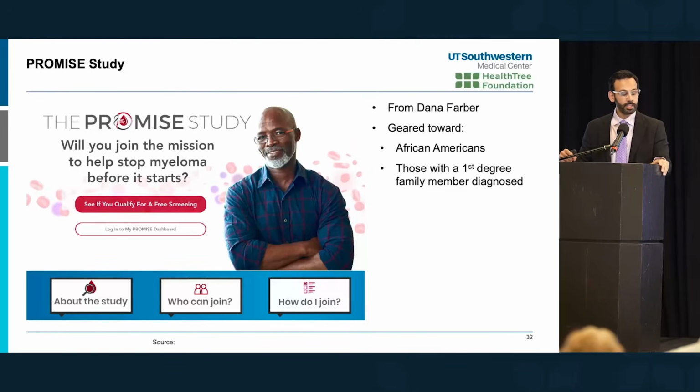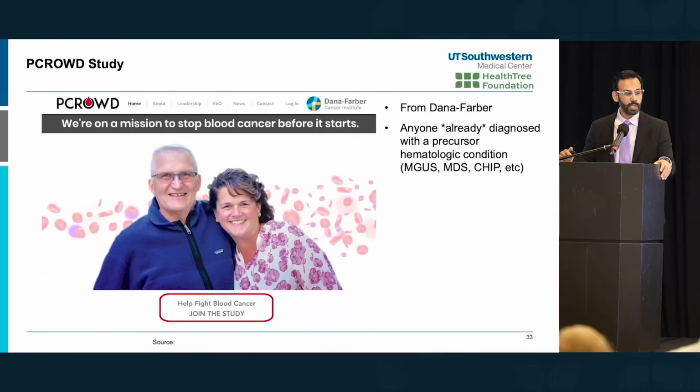And then I like to segue to some of our homegrown studies here. So these two come under the Dana-Farber system. There's the PROMISE study and the PCROWD study. There are a lot of different ways that we have been trying to track monoclonal gammopathies, and these are two studies that have risen to prominence. As you heard from Jenny, HealthTree also has its own real-world monitoring systems, and if you're interested, these are actually things that you could join.